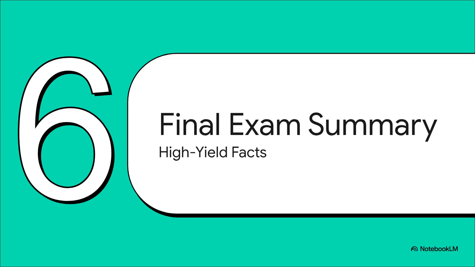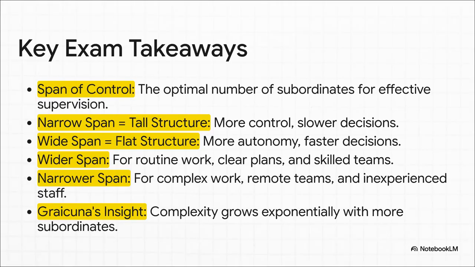We've covered a lot of ground. So let's wrap up with a quick summary of the most important, high-yield facts you need to know for your exam. This slide is basically your cheat sheet. If you're cramming for the exam, make sure you know everything on this list. Understand the definition. Know that narrow equals tall and wide equals flat. Be able to list the factors for each. And remember the main point from Graicunas: complexity grows exponentially.